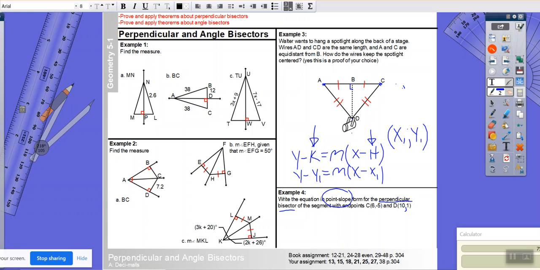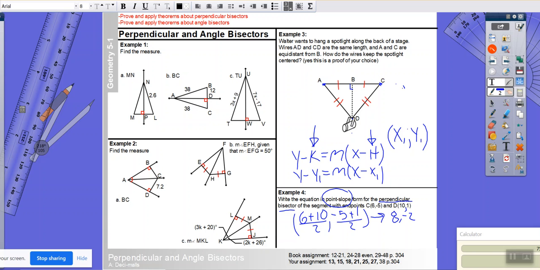Anyone else have (8, -2) for the midpoint? While other people are finding the midpoint, Walter, can you tell us how to find the midpoint? So you do 6 plus 10 over 2, comma, negative 5 plus 1 over 2. And then you solve that and you get 8, comma, negative 2. Yeah, I agree. I got that too.